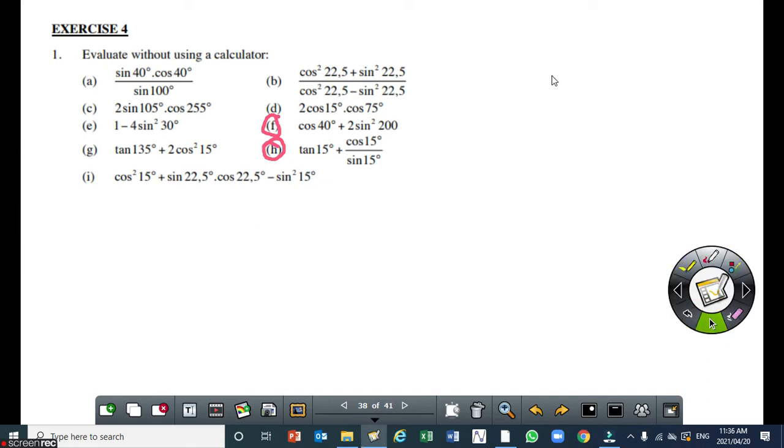Homework, you mark your work. What questions? Feel free to ask. Alright, the first question of the homework is question 1F.